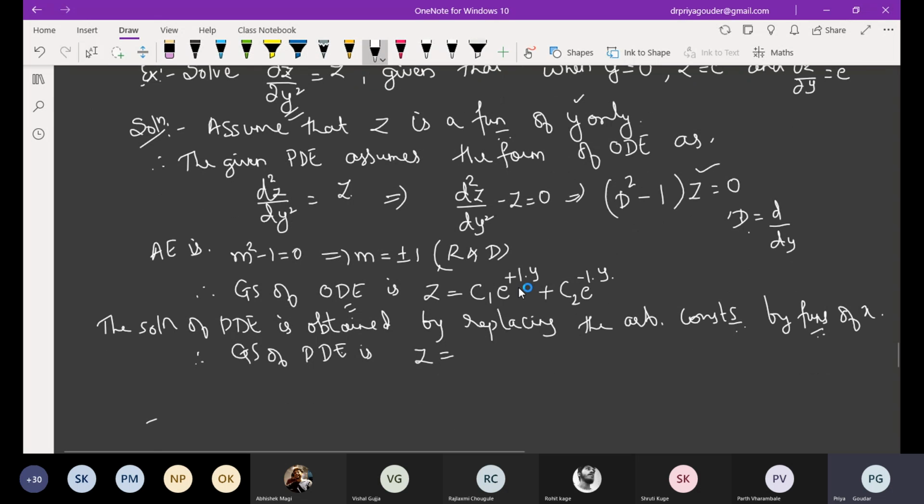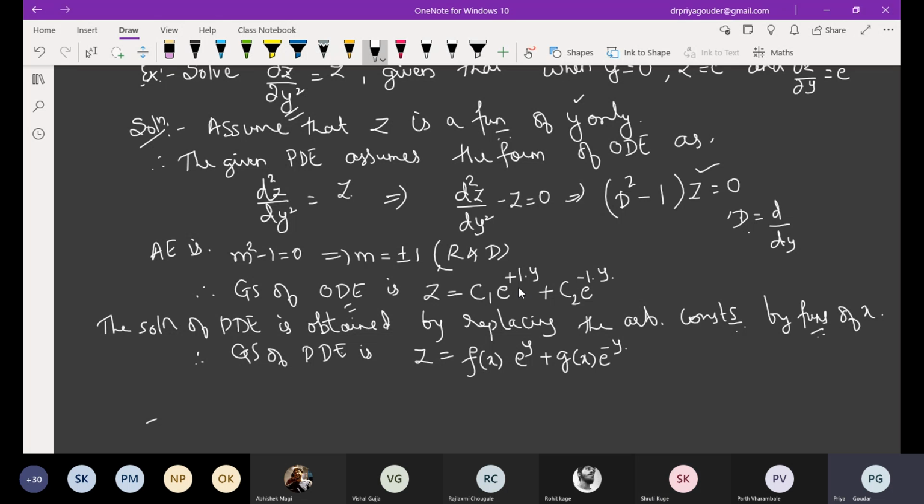Tell me what I have to write C1 as. A function of X, how have we written it? Isn't it f of X, times e raised to y? C2 is another constant. Replace it with another function of X, that means g of X.